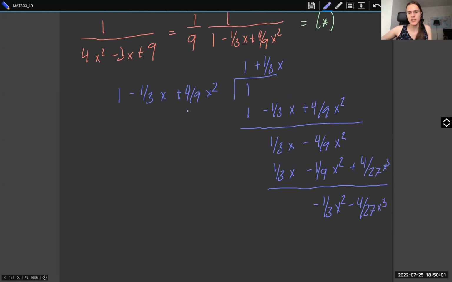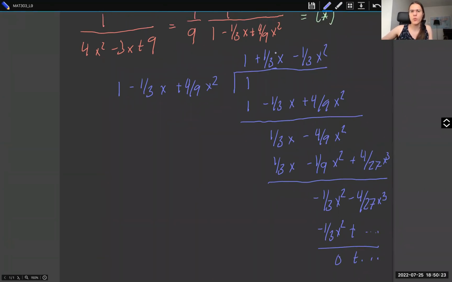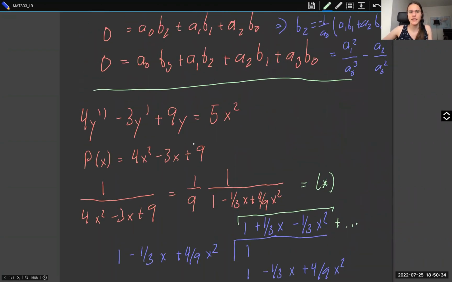Then how many times does this go into this? It goes in minus 1/3 x squared times, right? And then we get minus 1/3 x squared, and then we get whatever here. And the point is that this is 0 plus whatever, right? So we have found the first 3 terms. So it's going to be this plus whatever, right? But because we only care about finding the inverse up to second order, because we're going to be applying it to 5x squared, we stop there.